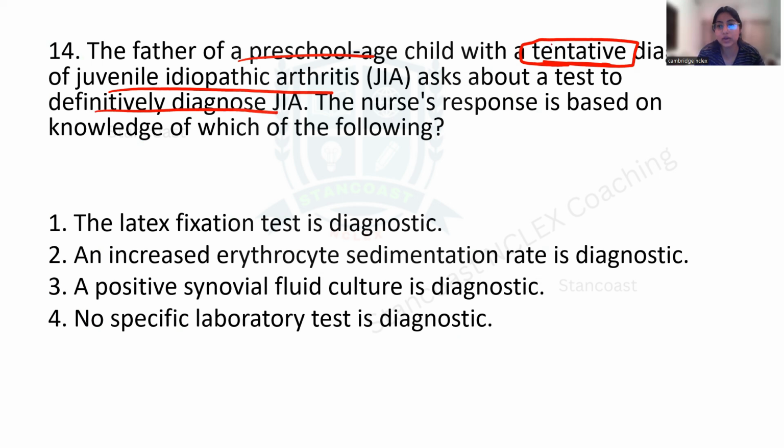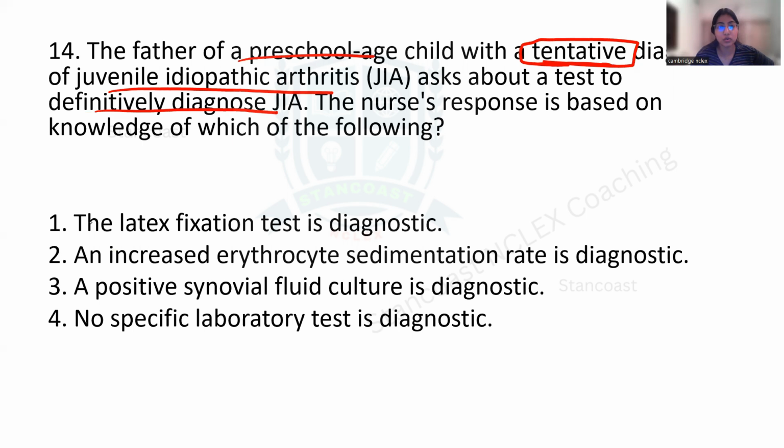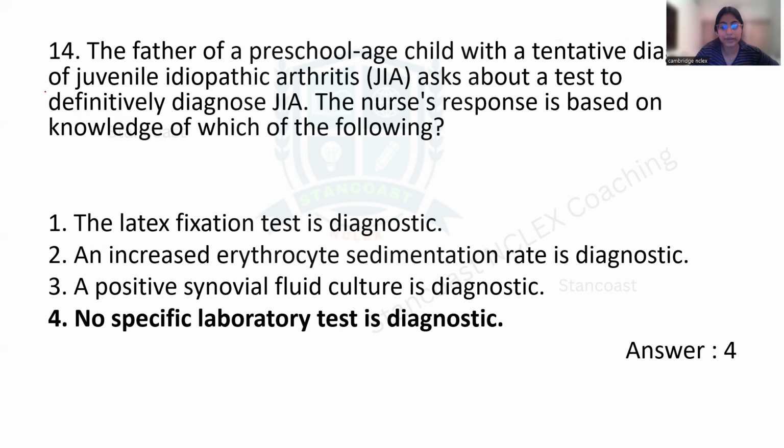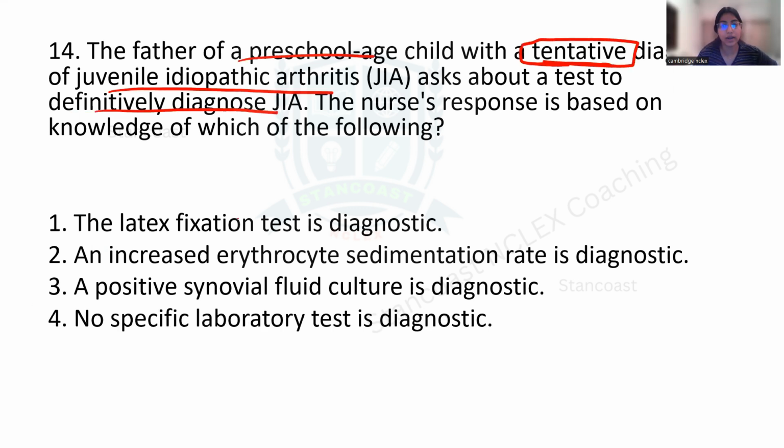Okay, so here in this question, he wants to know what test could tell that juvenile idiopathic arthritis is confirmed. So what test will tell that this disease is confirmed? Then what response does the nurse have to provide for this knowledge?